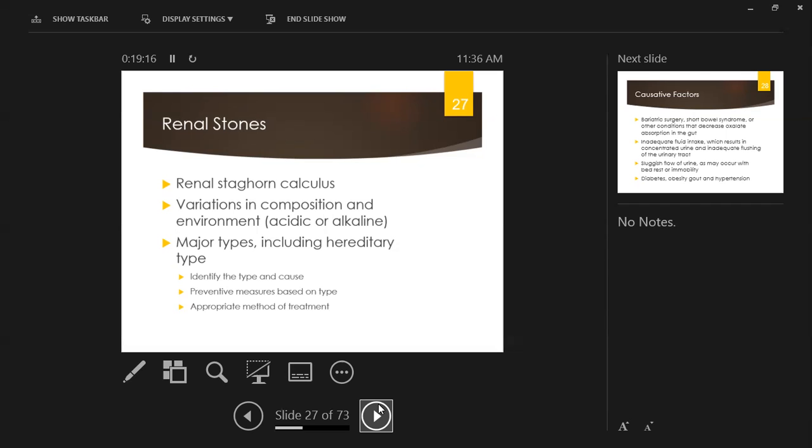So it's important that we identify the cause and the type, that we do preventative measures based on the type, and that there's some appropriate method of treatment depending on the type. There are also stones caused by increased uric acid, which can also be hereditary. Those uric acid stones are usually associated with a low urine pH. Stasis due to prostatic hypertrophy. These are the kind we see in older male adults. We may also see these in metabolic syndromes as well.